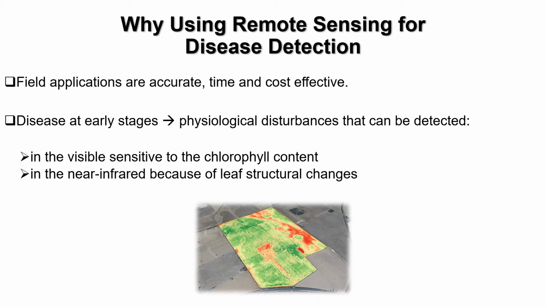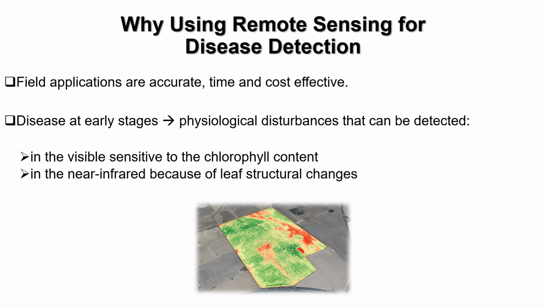Why use remote sensing for disease detection? Because at field level, the applications are accurate and time and cost effective. Also today we have drones that we can connect to multispectral or hyperspectral cameras, and we can have maps of the fields where we can identify different areas with different kinds of stresses.